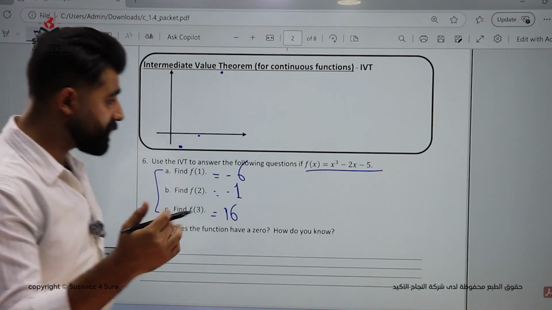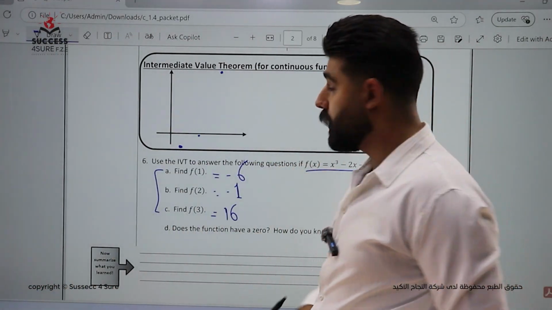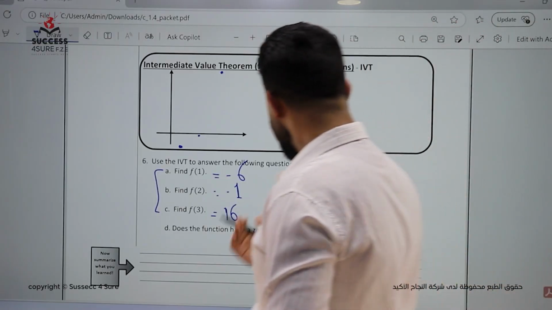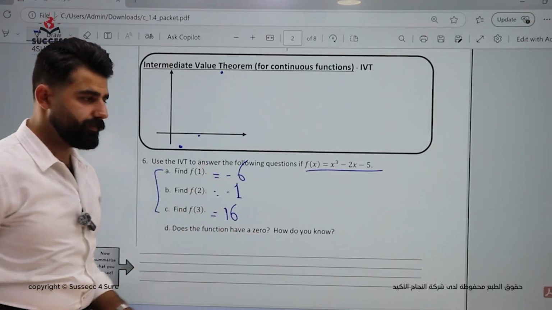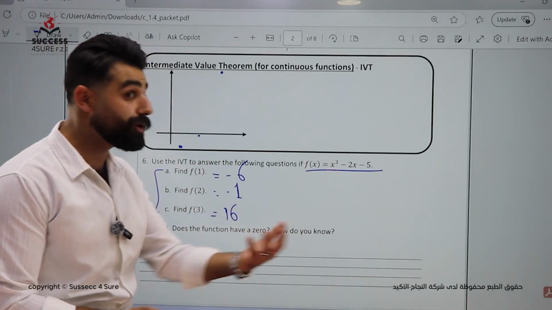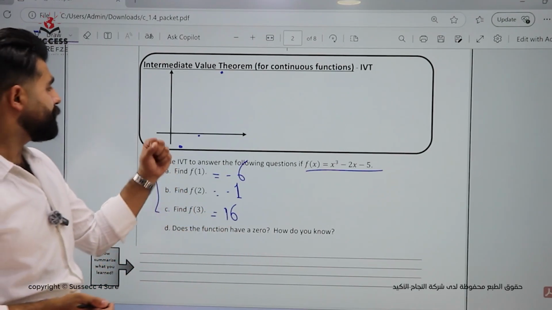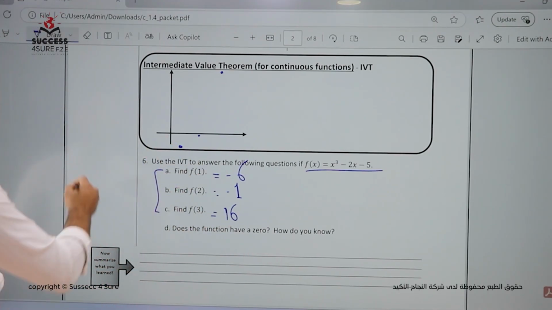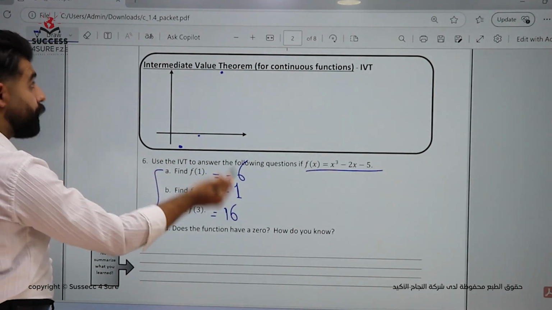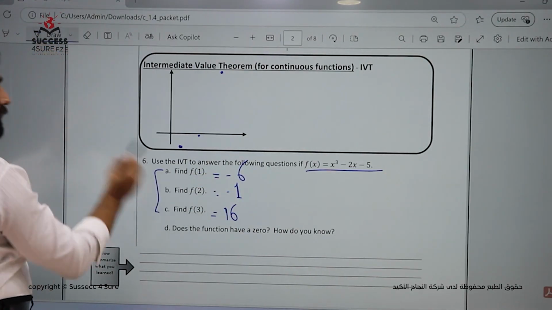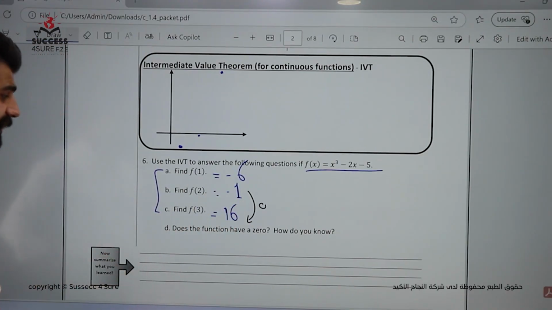We said this function is a polynomial, and all polynomial functions are continuous. What does that mean? Since we are going from negative to positive, absolutely we passed through 0, because the function is continuous. Passing from negative 6 to negative 1 to 16, we passed through 0, between the negative 1 and 16.